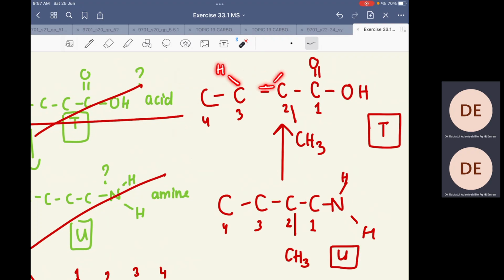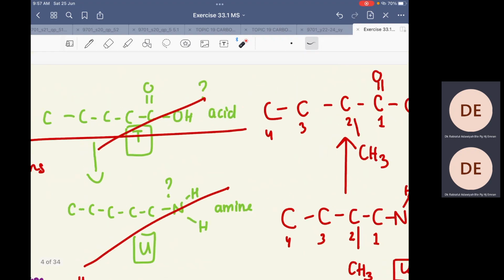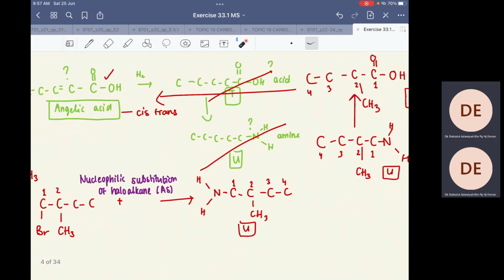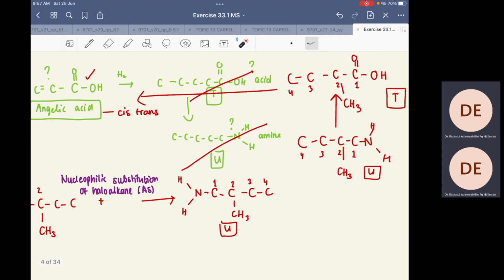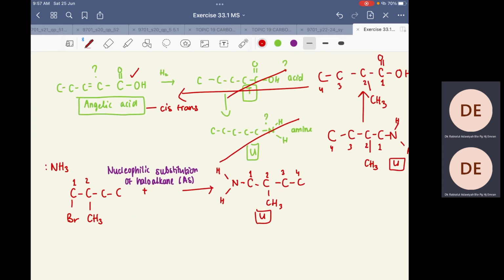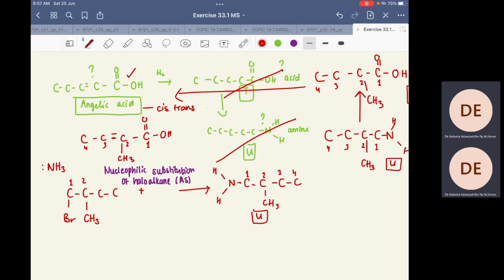If you look at 2 and 3, this carbon is attached to a CH3 group and a hydrogen. Okay, I'll show you. We concluded that in angelic acid, bring the structure of T, do not lose anything. That's why numbering is important. So I number them COOH 1, 2, 3, 4, and there is a CH3 group. And just now we said the double bond is between carbon 2 and carbon 3.